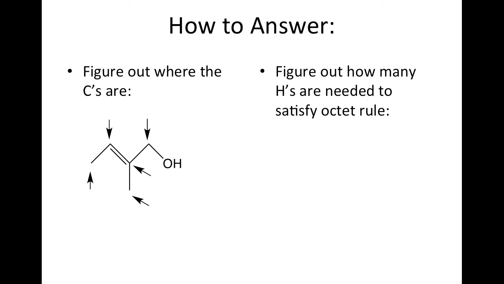The next thing you need to do is look at the structure and look at each carbon. And each carbon needs to have an octet, 8 electrons or 4 bonds. So what you do is you break it down by how many bonds that carbon is already participating in. For example, the carbon on the far left is participating in 1 bond with another carbon. Therefore, it's going to need 3 more bonds to satisfy the octet rule, or 3 hydrogens.